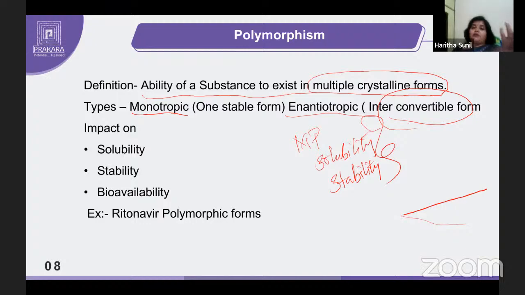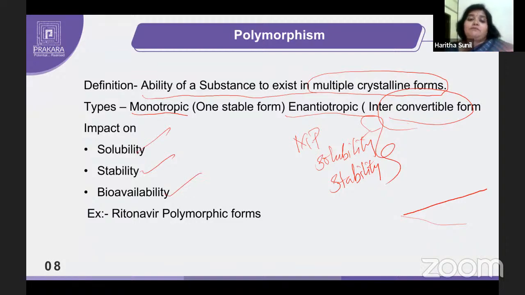Like for example, the temperature or pressure. At one temperature, if polymorph A is stable, then at another pressure, polymorph B would be stable. Okay. So a drug that switches between the forms depends upon the storage condition. So what is the impact of this polymorphism? It has an impact on the solubility, stability, as well as the bioavailability.